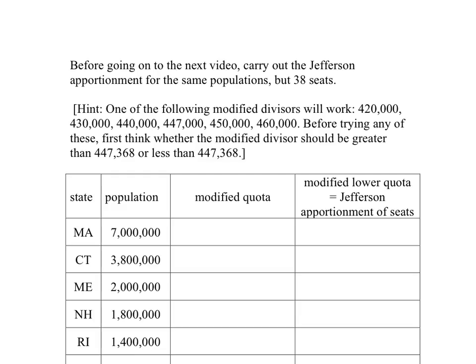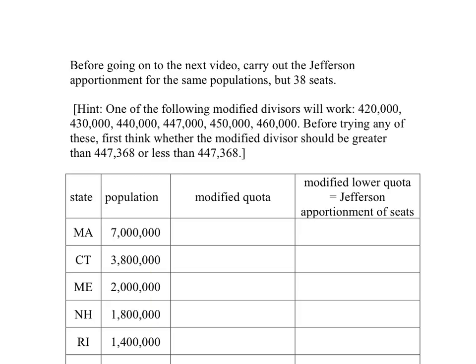For extra practice, and to set up our next example for the next point we're going to make, before going on to the next video, carry out the Jefferson apportionment for the same population, same example, but now 38 seats. If you're completely confident that you know how Jefferson's method works and you know how to do this, then you can just go directly to the next video, but if you have any doubt, then this is strongly recommended as practice.